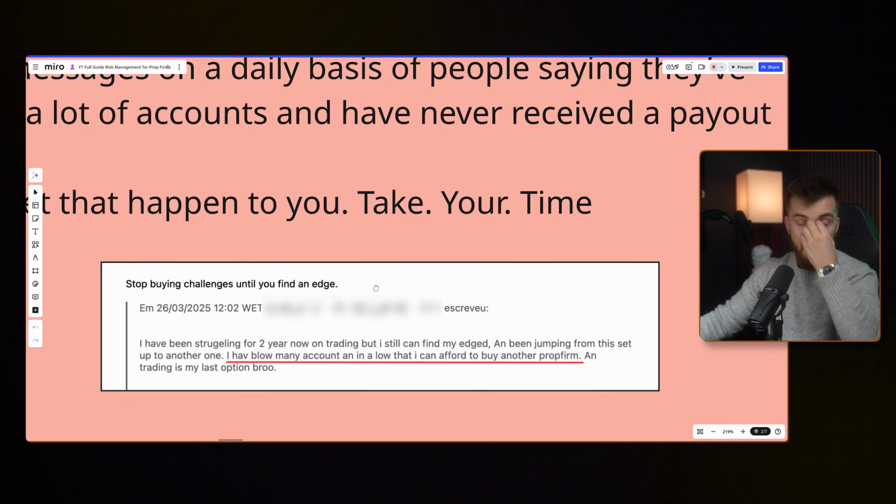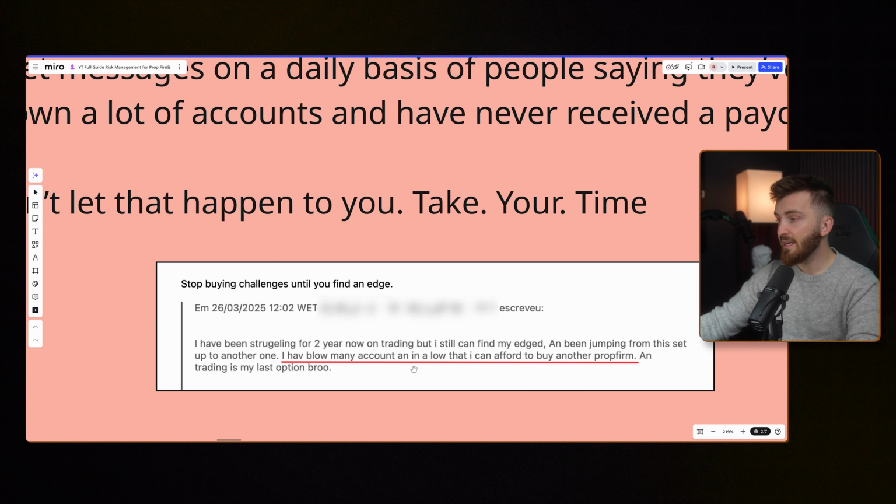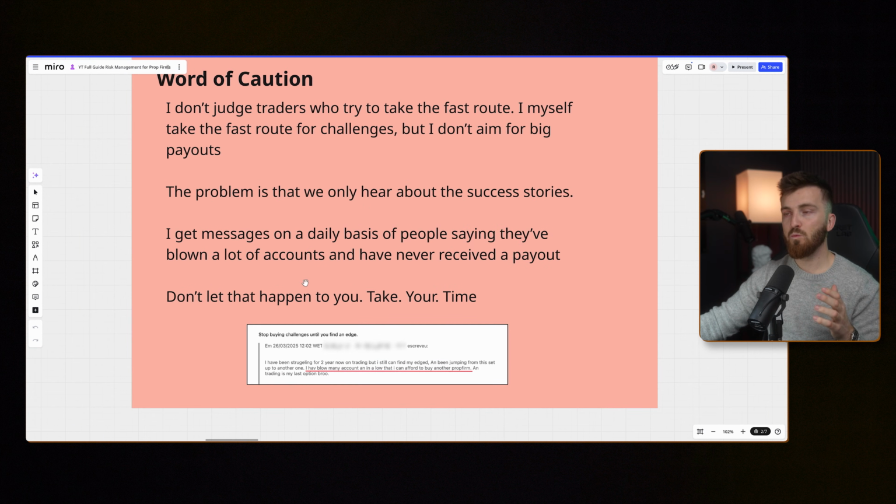And I have a screenshot here of an email that is basically proof. In my response to this person, who said, "I've blown many accounts and I can't afford to buy another prop firm," I just said, stop buying challenges until you find an edge. Because this is the problem, and that's why I wanted to have the word of caution.